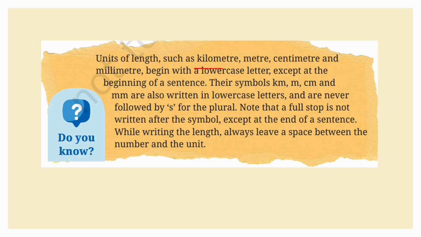Units of length such as kilometer, meter, centimeter and millimeter begin with a lowercase letter except at the beginning of a sentence. See, k is a small letter, m is a small letter, c is a small letter. Here in millimeter, m is also a small letter. Their symbols km, m, cm and mm are also written in lowercase letters and are never followed by s for the plural.